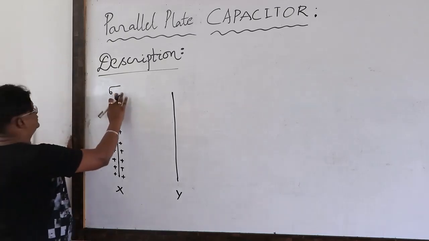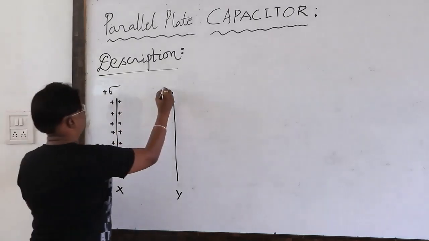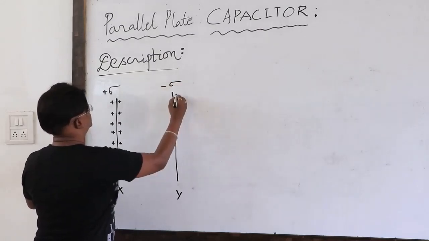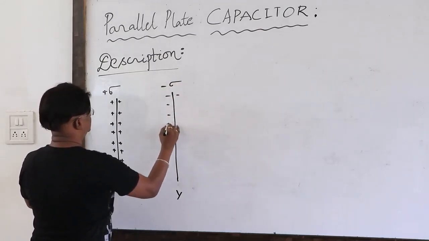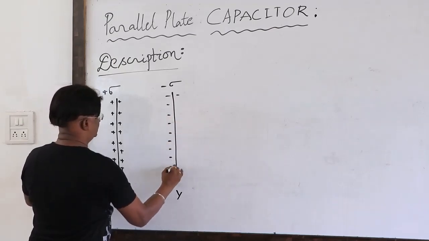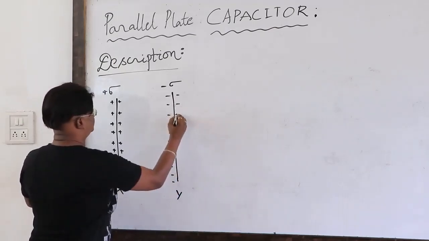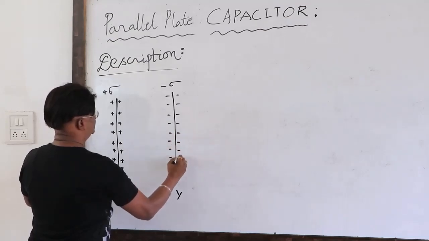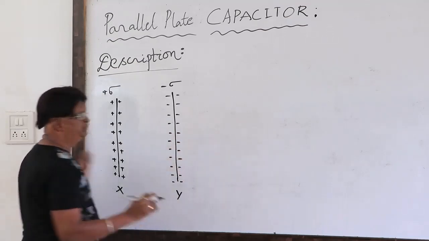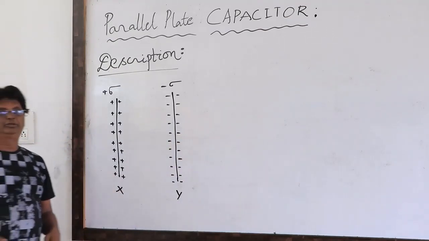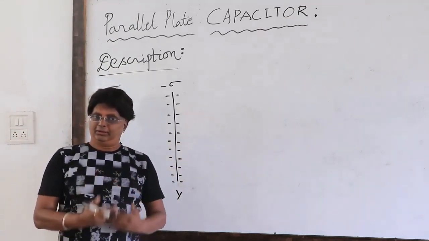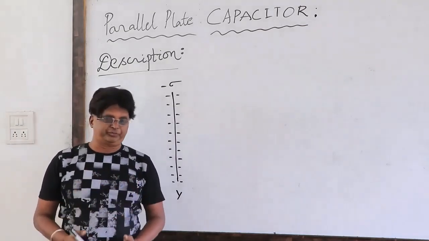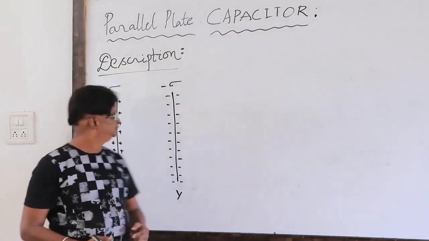Therefore, I will call this plus sigma, and this one minus sigma. Too many rational doubts may arise for you, right? We cannot meet in person and discuss all these things right now, but when you come back, feel free. Even now, you can feel free to speak to your teacher and ask your doubts.